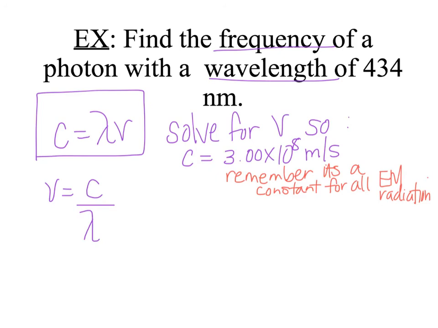Here we have our first example. It says find the frequency of a photon with a wavelength of 434 nanometers. So what we're going to use is this equation, what we talked about. The speed of light is equal to wavelength times frequency, and we're going to solve for frequency. We know that the speed of light is a constant, so let's go ahead and have that ready to go, and we're going to rearrange this equation algebraically to solve for frequency.